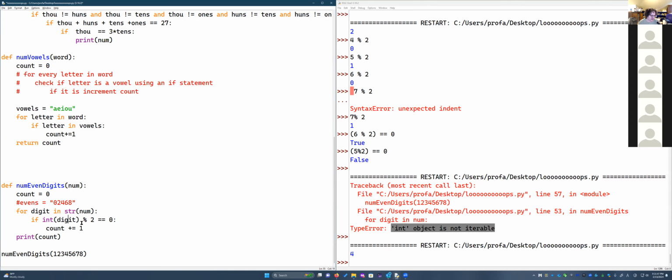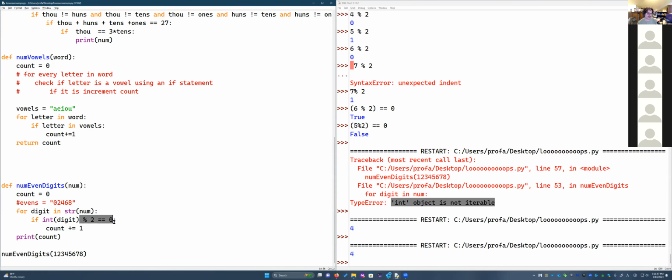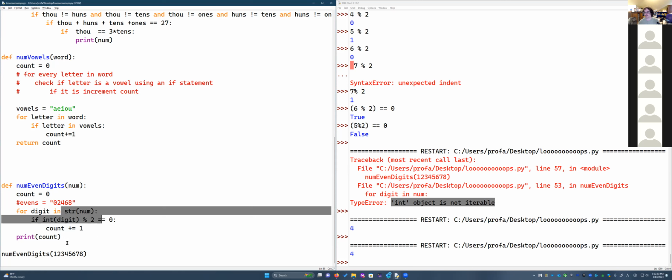It's fine. So if int digit mod 2 is equal to 0, count plus 1. So convert it back into an integer, mod 2 equal 0. Notice that we're doing a lot of converting here, and there's really no way around that amount of converting unless we actually use math, and that would require us to use the modulo, mod by 10 and divide by 10. But I don't want to do that because that would also involve the while loop, and it's too early for the while loop right now.